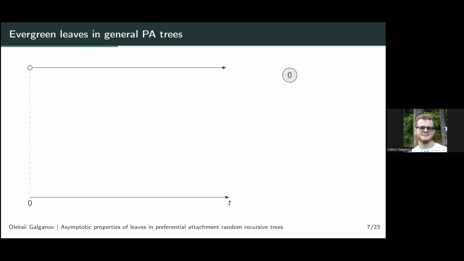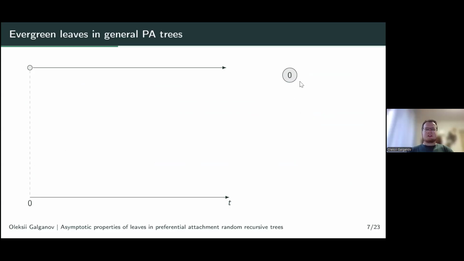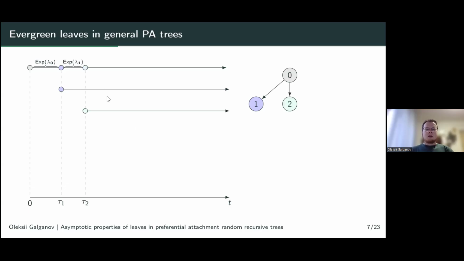So just to give an illustration of how this works, we start with a single individual at time t0, which corresponds to this single root vertex 0. Then after an exponentially distributed time with parameter lambda 0, we get the first child of this root vertex. And starting from this moment, this individual starts giving birth to its children according to the same rule as the whole process.